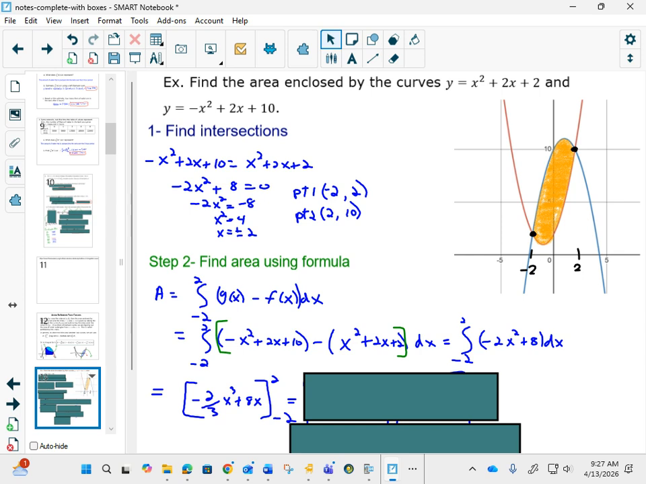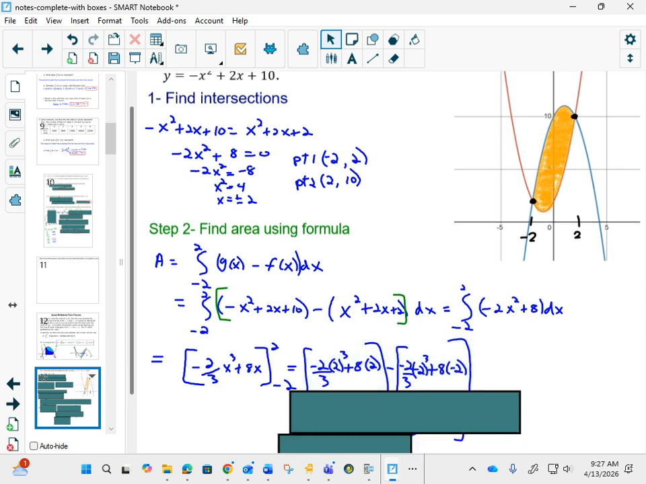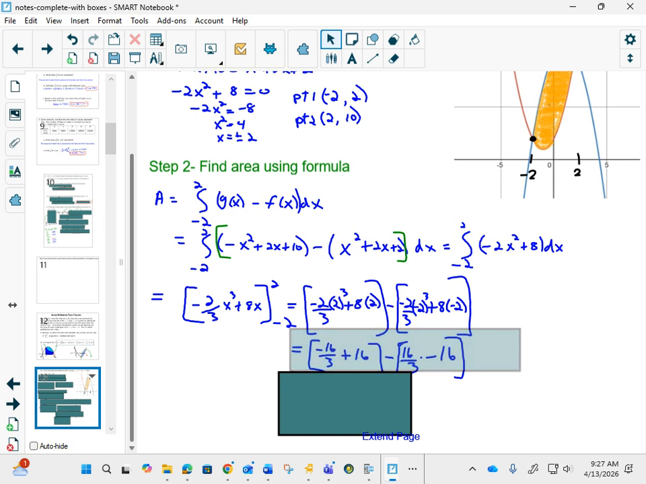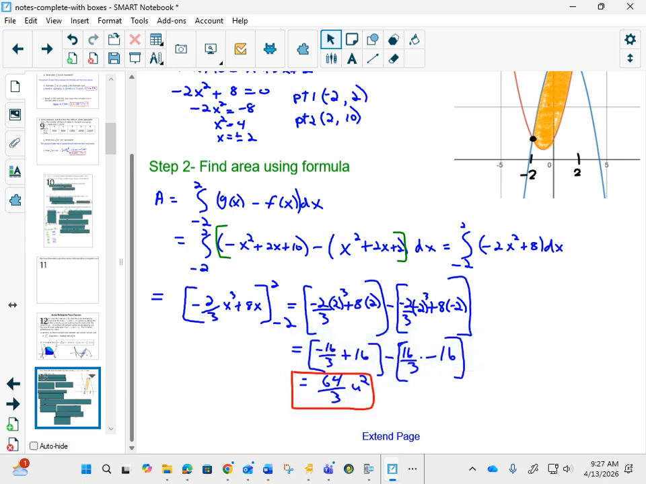And then I just need to find the value from -2 to 2. You can just type in the answer here. I'm sure you could do the mental math.